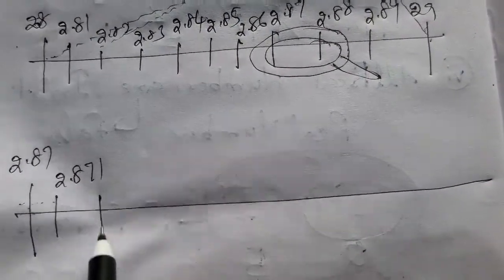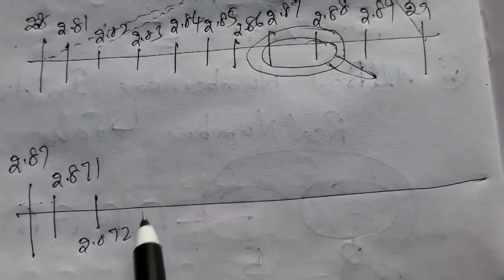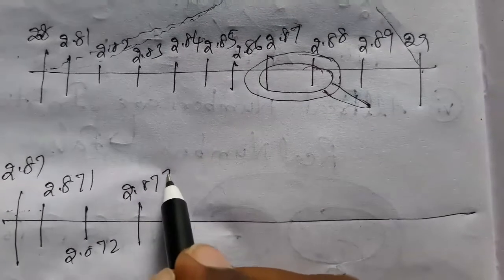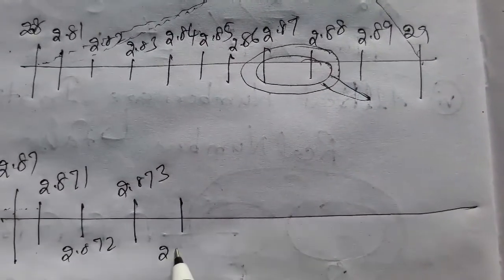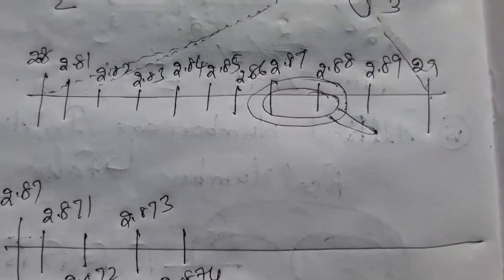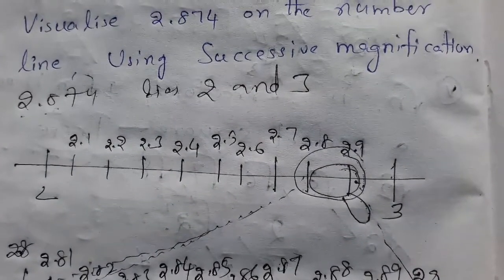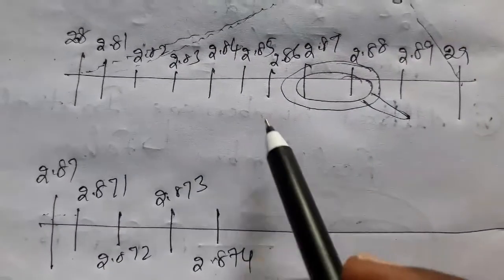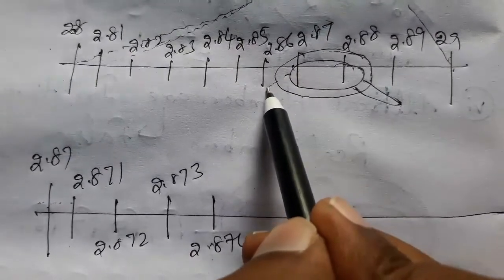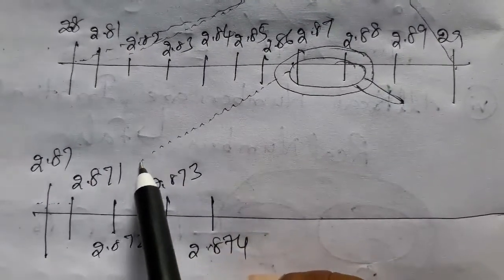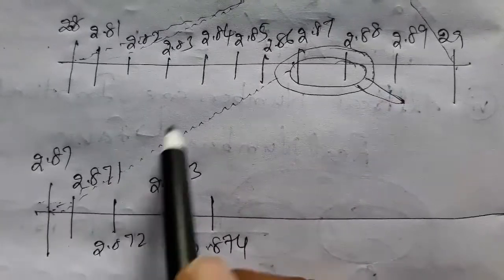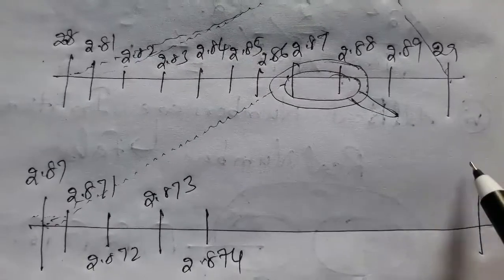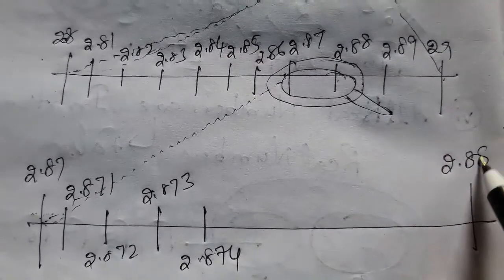2.871, next number 2.872, next number 2.873, next number 2.874. See, 2.874 we want, isn't it? So draw a dotted line which reaches to what? 2.89. Here this indicates 2.88.